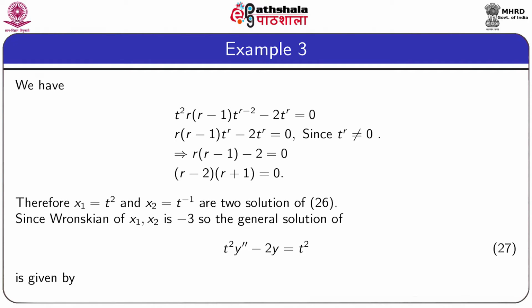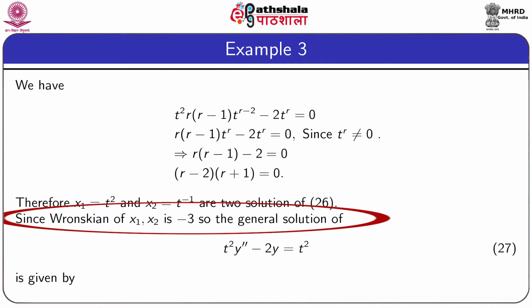And hence we have t square into r into r minus 1 t to the power r minus 2 minus 2 times t to the power r equal to 0. Since t to the power r is not equal to 0, we will get r into r minus 1 minus 2 equal to 0, and if we factorize it, we will get r minus 2 into r plus 1 equal to 0, which gives r equal to 2 and minus 1. Hence, x 1 equal to t square and x 2 equal to t to the power minus 1 are two solutions of 26.